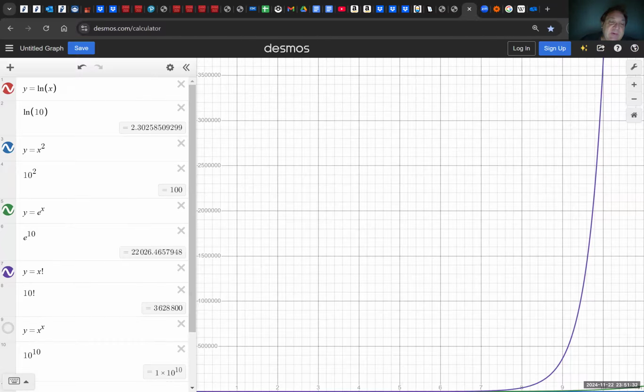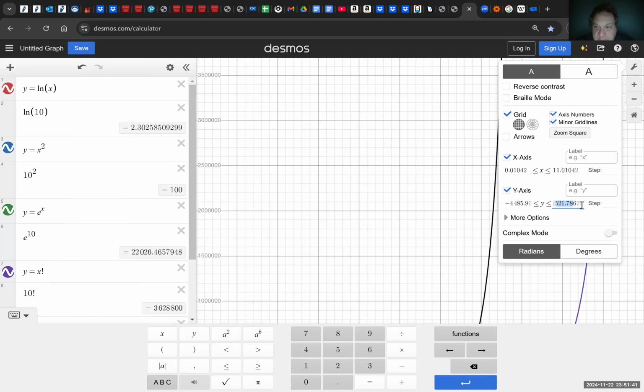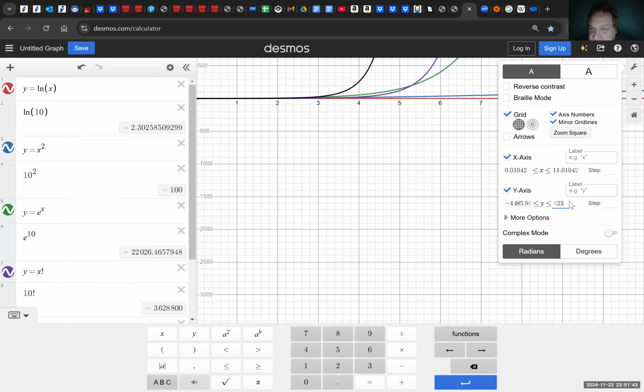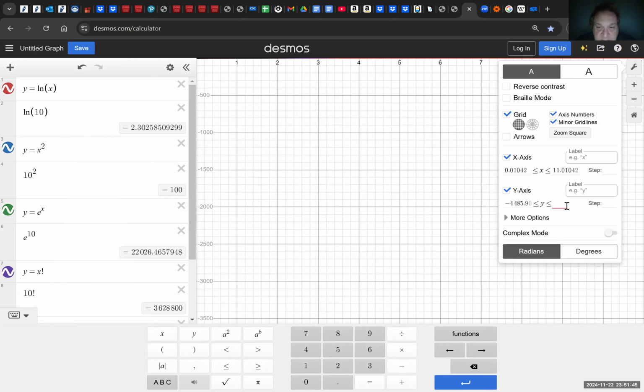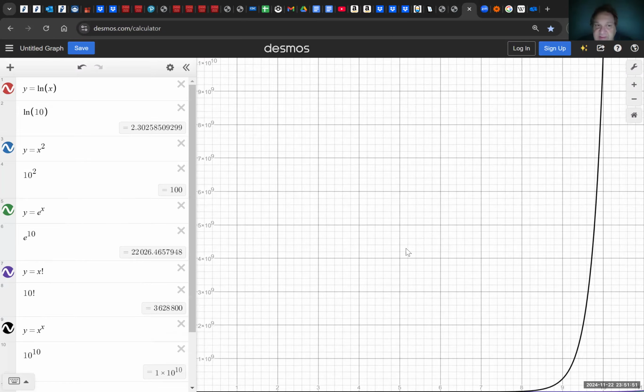And we'll put the last one in, x to the x. I need to change my y scale to 10 to the 10. I'll do so real quickly. So we'll do, whoops, get rid of that stuff. 1 times 10 to the 10 is my y-axis. And now we can see this new graph in black. That's x to the x.